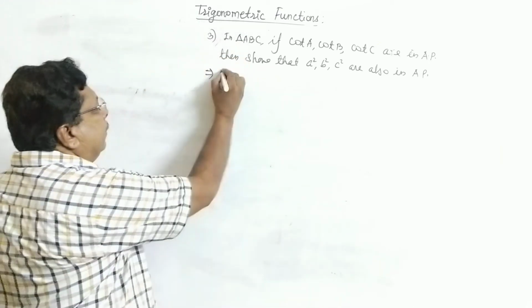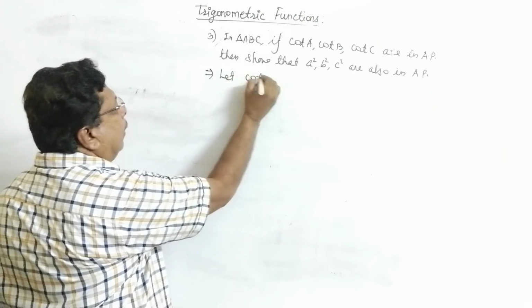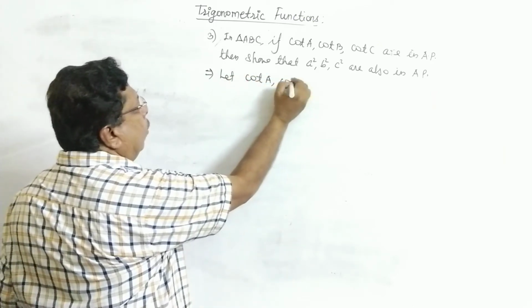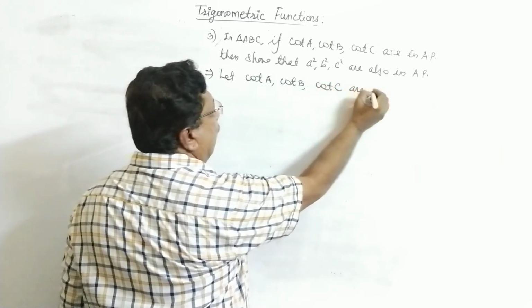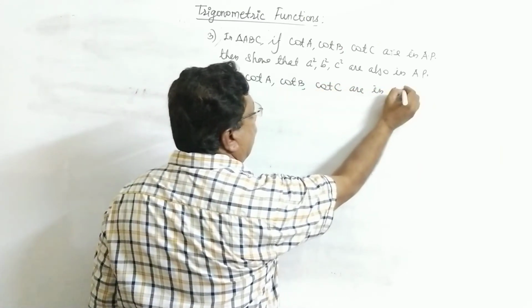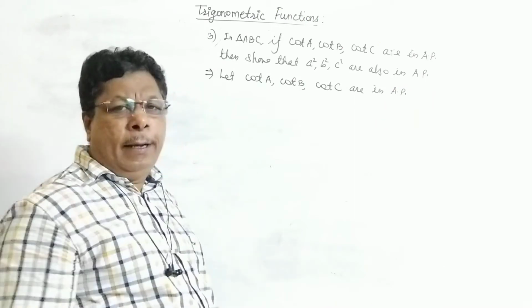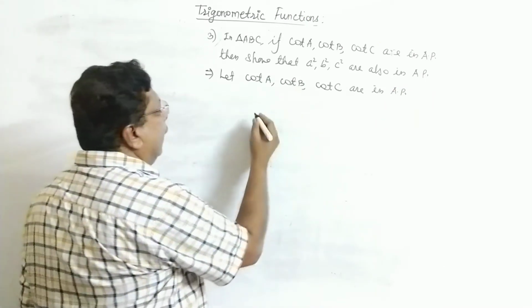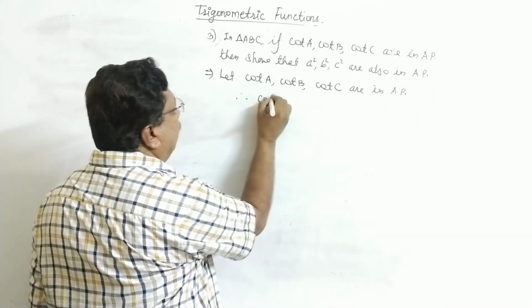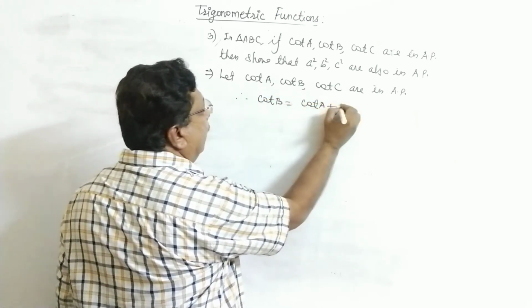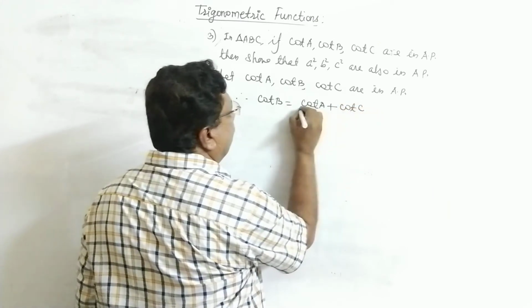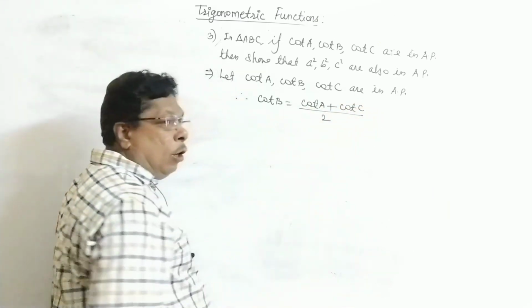Now let cot A, cot B, cot C be in arithmetic progression. So by the definition of arithmetic progression, we can write cot B equal to cot A plus cot C upon 2. Take the cross multiplication.